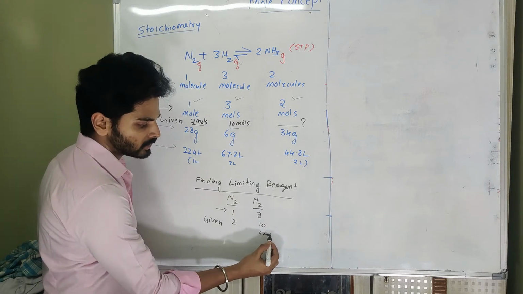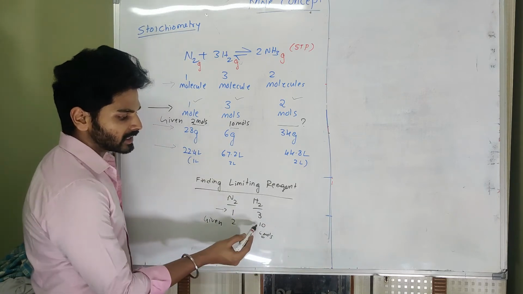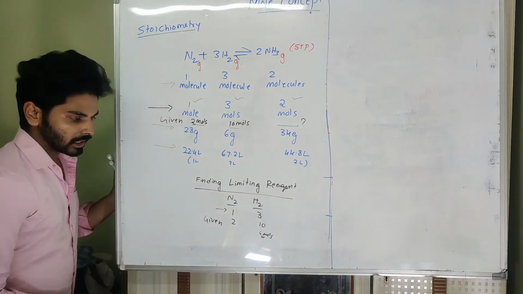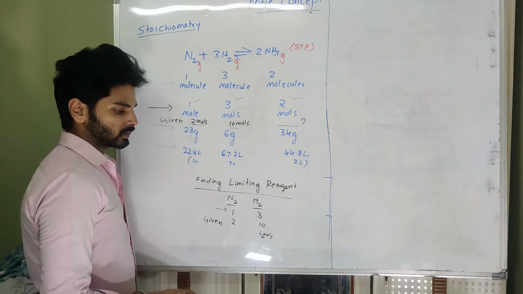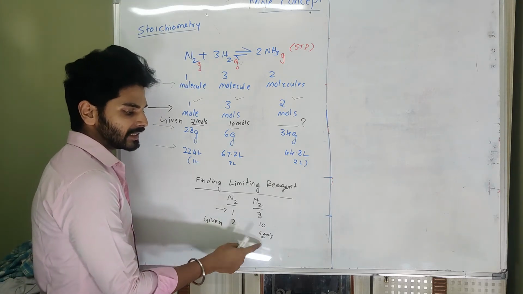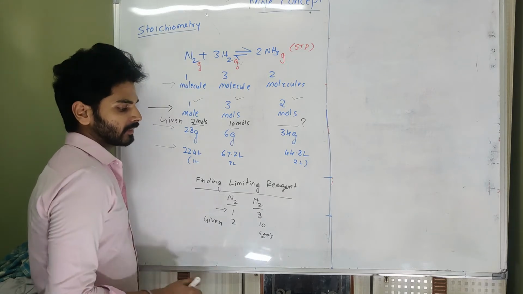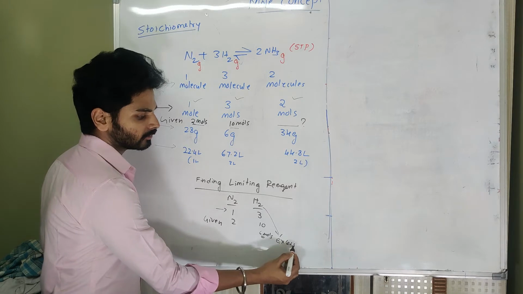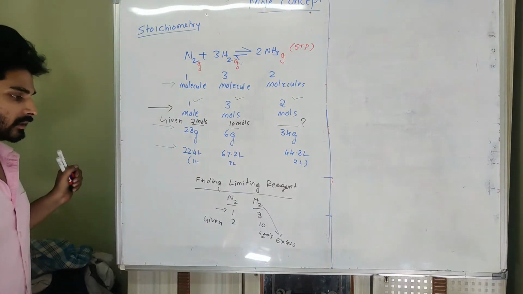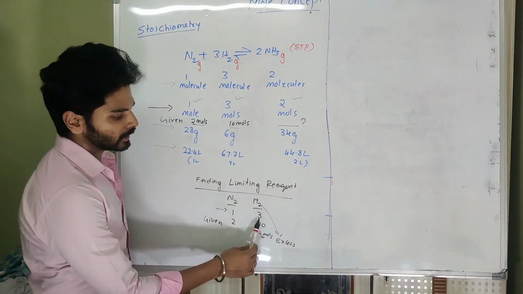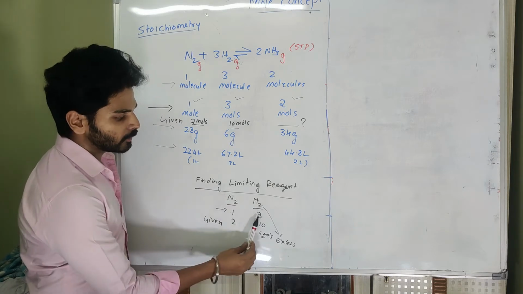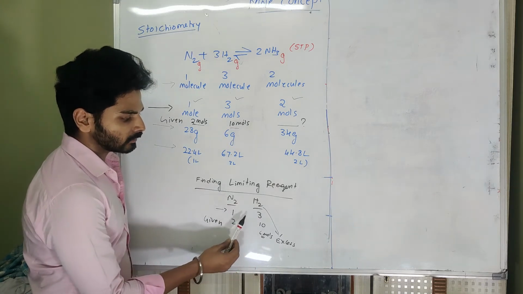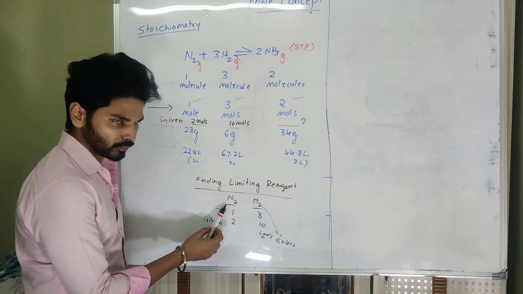So 6 moles needed. What is given to us is 10 moles. What was needed is 6 moles, which is less than what is given. That means hydrogen is given in excess. The reverse can also be done. Consider the bigger number in the stoichiometry, 3. 3 moles of hydrogen needs 1/3 times that of nitrogen.